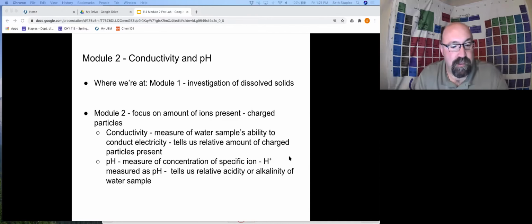pH is a term that even if you haven't studied it much, you're probably at least familiar with. You know that pH measures the acidity or the alkalinity of a water sample. Depending on where you're at in lecture and what you've looked at in other science classes, you might not know that pH actually is the measurement of a very specific ion. When we measure pH, we're measuring the concentration of an H+ ion. So it's really a specialized conductivity almost, where instead of looking at the total amount of charged particles, we're looking at one particular charged particle.